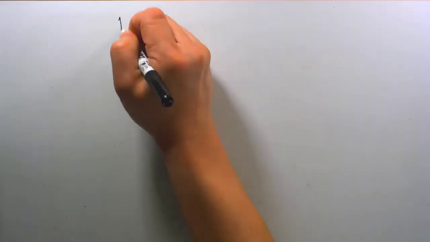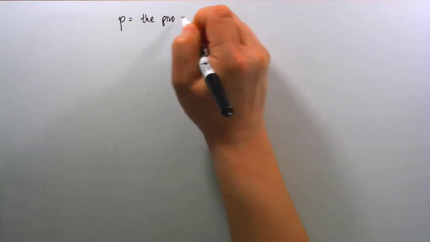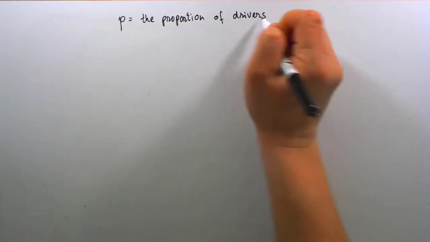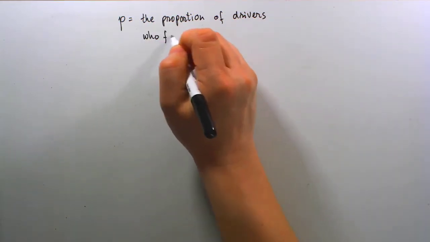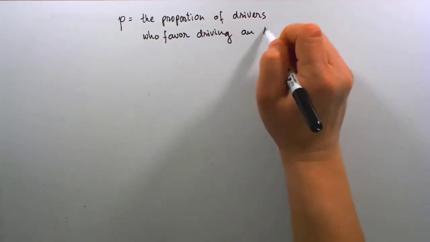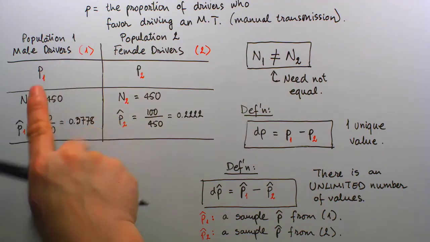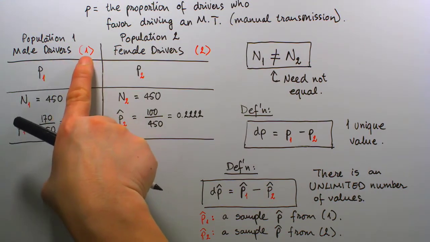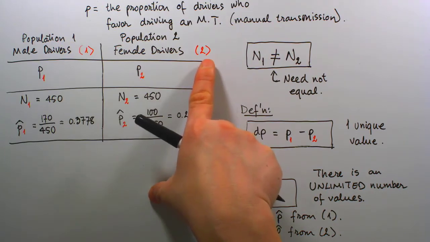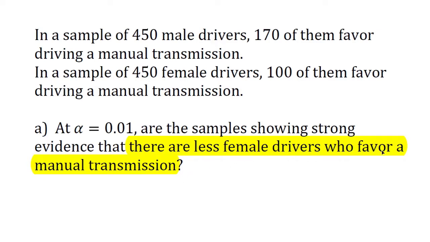after we have defined our lowercase letter p to be the proportion of drivers in general who favor driving a manual transmission, and also that we have discussed and decided that the male drivers population is assigned the numerical label 1, and on the other hand, the female drivers population is assigned the numerical label 2. In that way, there are less female drivers who favor a manual transmission.